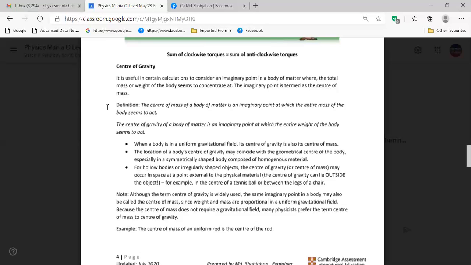The center of gravity of a body of matter is an imaginary point at which the entire weight of the body seems to act. When a body is in a uniform gravitational field, the center of gravity is the symmetrical center of the body, especially in symmetrically shaped bodies composed of homogeneous materials. So, what is homogeneous material? Homogeneous material means the same thing throughout, where all the material is similar. So, it's consistent throughout. Yes, consistent.